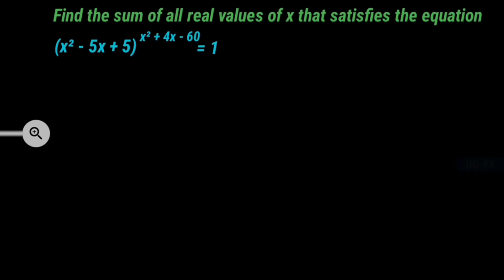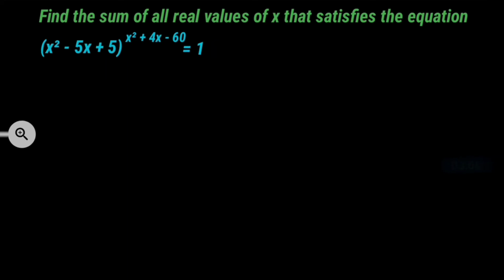Find the sum of all real values of x that satisfies the equation (x squared minus 5x plus 5) all raised to power (x squared plus 4x minus 60) is equal to 1. Okay, fun fact, if you have this kind of equation, if it appears in your test or exam, don't skip it, you can go ahead and solve it. It's actually very simple. You see.